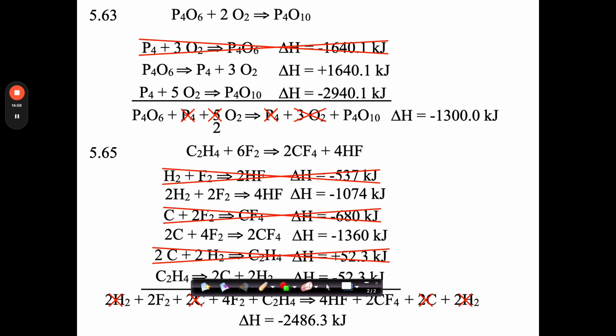I said, okay, the first thing that I run into is P4O6, but that's over here, which means I had to flip this and change the sign. Then I skipped the oxygen because oxygen's messy. And then I found the P4O10, and I was like, oh, that's exactly where it needs to be. So I left this alone, and then I added them up. Now what's your question?